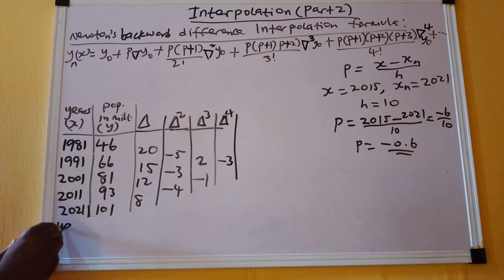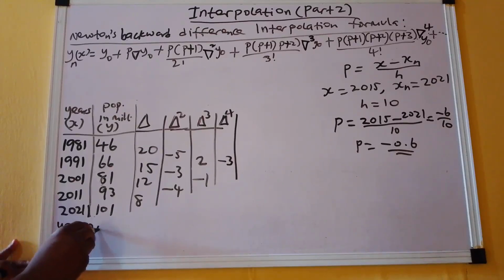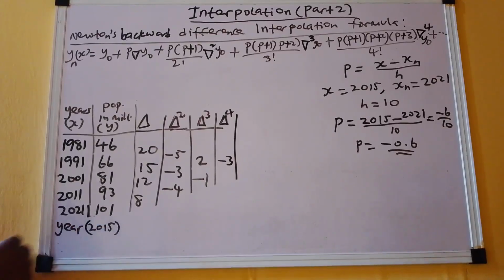So for year 2015, we are now using the backward. 2015 is in between 2011 and 2021.